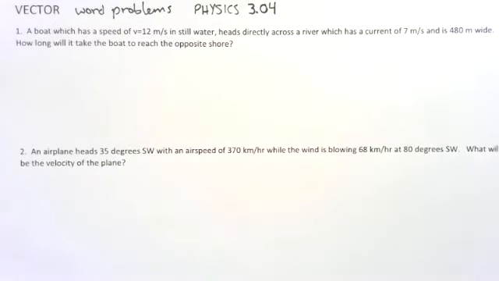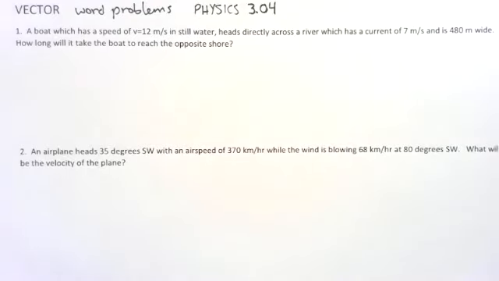We're going to work out a couple of, you guys would probably call them story problems, that include vectors, and show you some of the problem-solving strategies that go along with that. So we have a boat which has a speed of 12 meters per second in still water, heads directly across a river which has a current of 7 meters per second and is 480 meters wide. How long will it take the boat to reach the opposite shore?